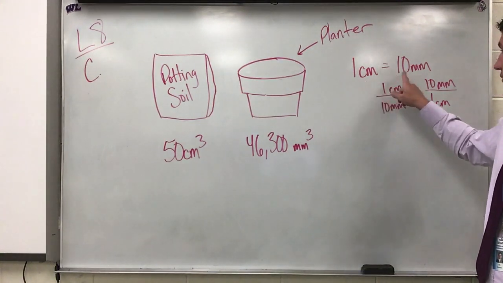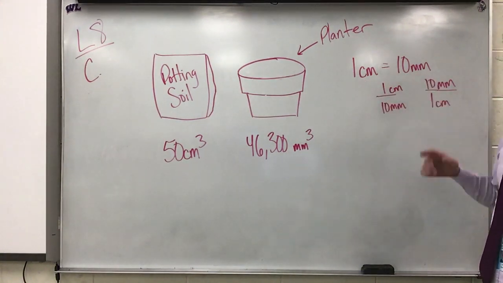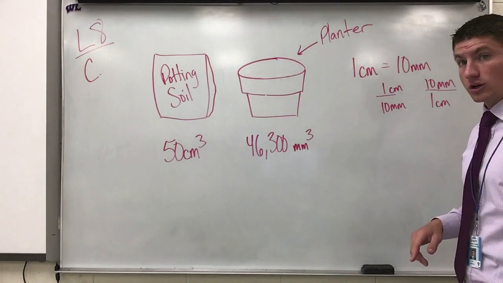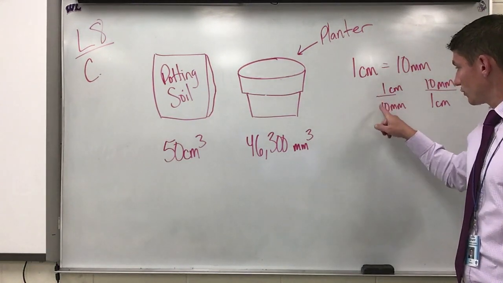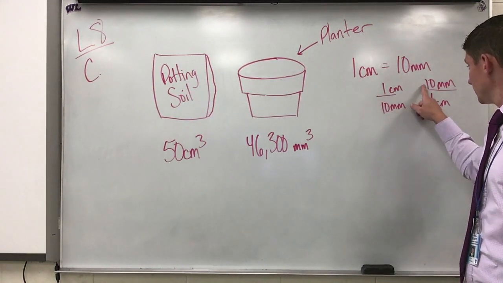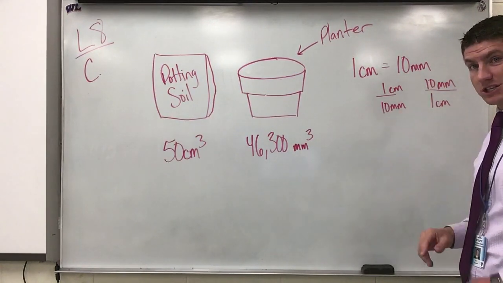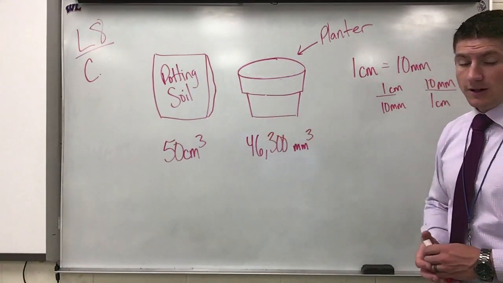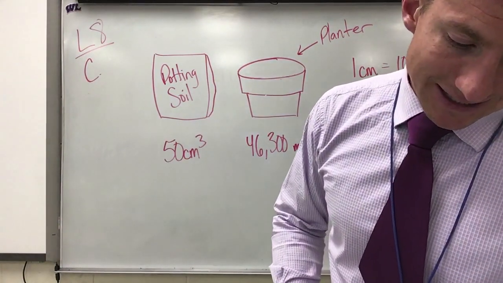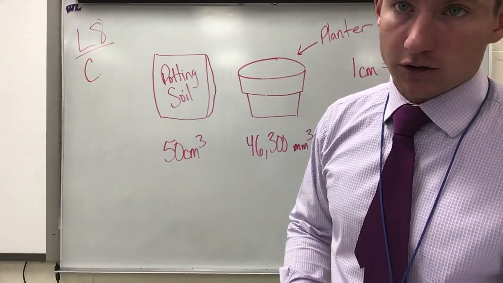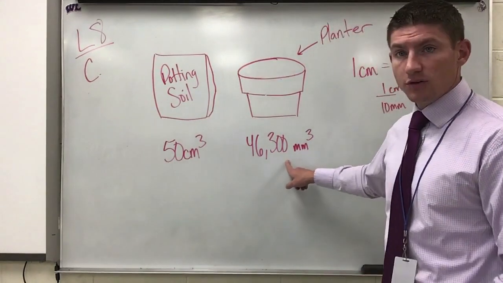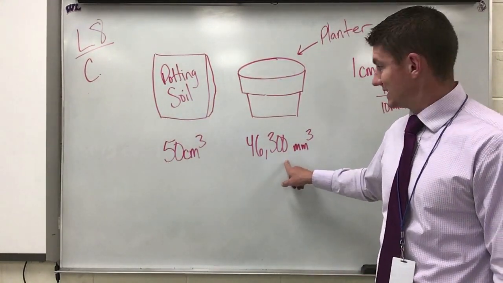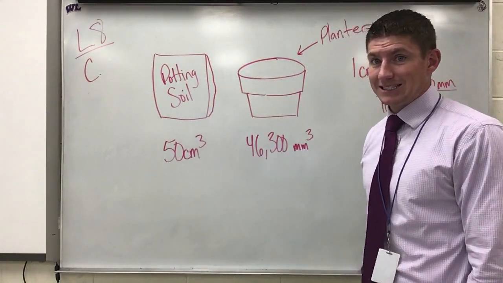1 centimeter equals 10 millimeters. Two ways in which you could write that as your unit conversion is 1 over 10 millimeters or 10 millimeters over 1. We'll decide which one of those is going to be best for us based on which of these 2 values we want to convert. Now, because the question says, does her planter have enough volume, why don't we start with the planter itself and then convert it to see if it is greater than or less than this actual value.